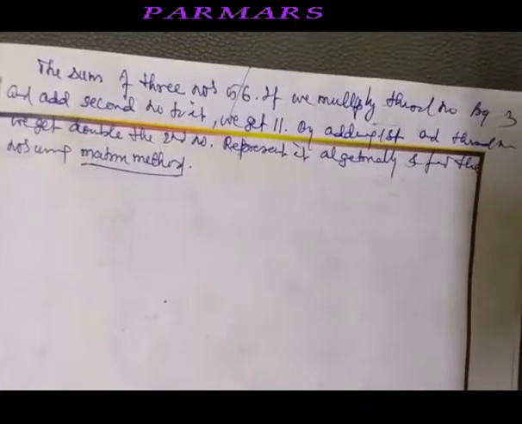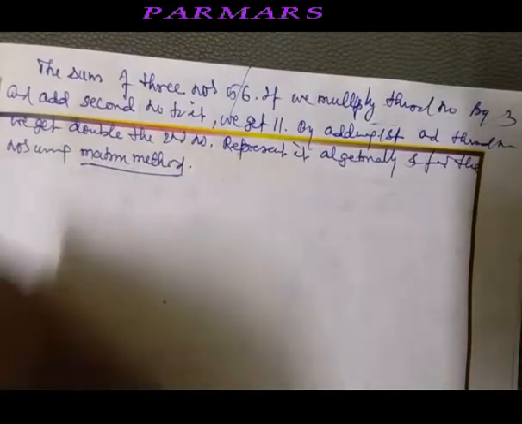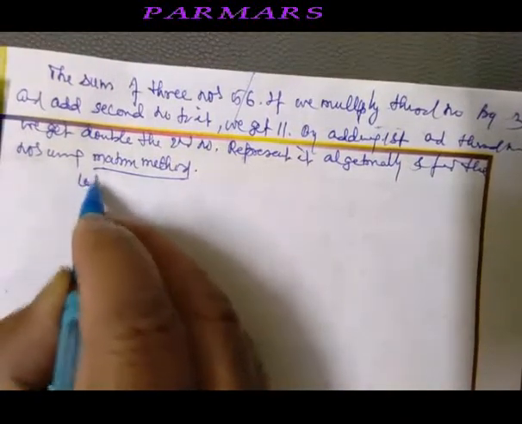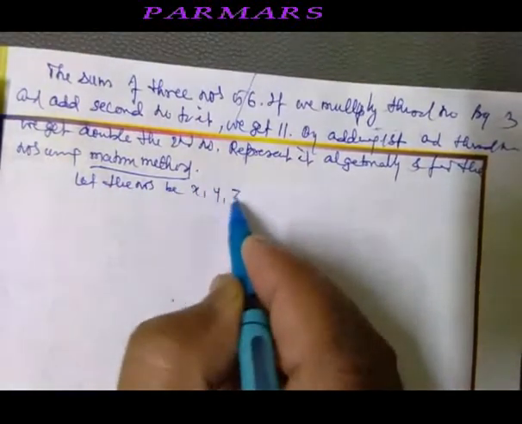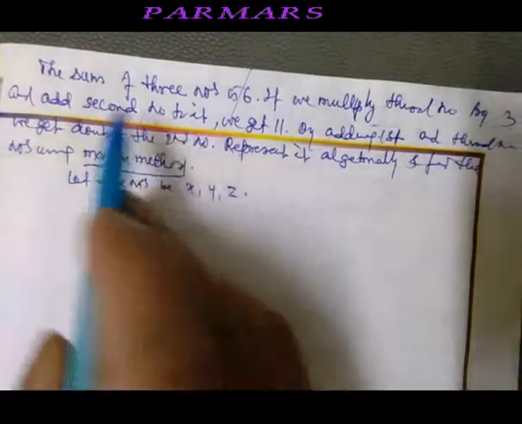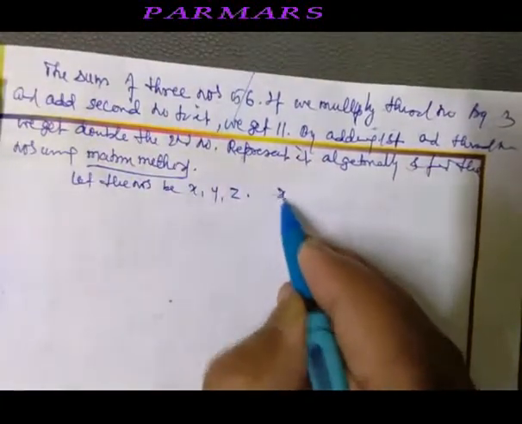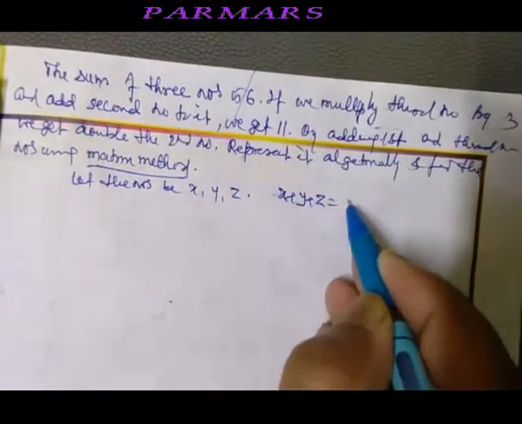So first convert the word problem into mathematical terms. Let the numbers be x, y and z. So what it said, the sum of three numbers is 6. Yani first equation is x plus y plus z equal to 6.